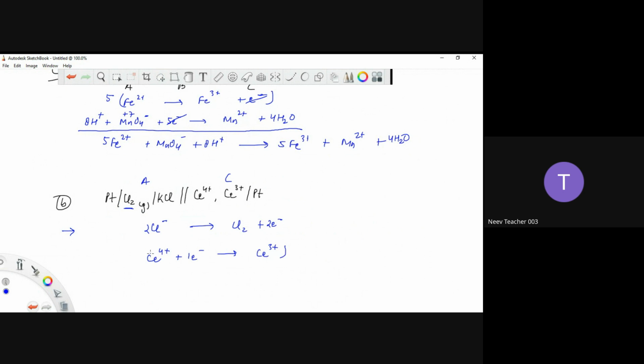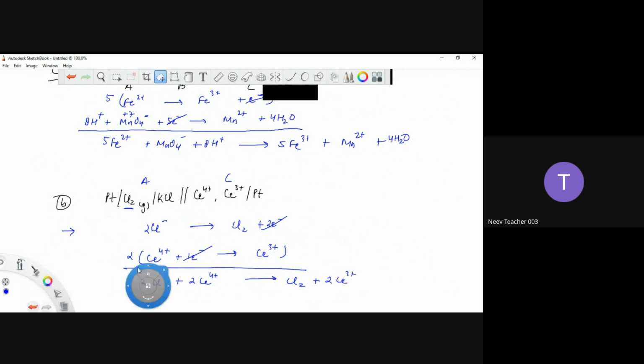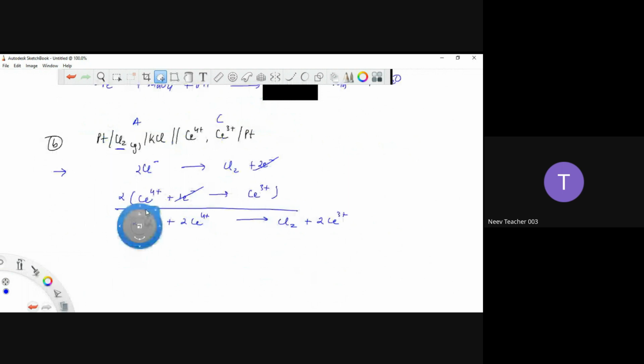Again, you need to multiply this reaction with 2. Why? So that the common electron gets cancelled out. So ultimately, what are you going to get? You're going to get 2Cl- plus 2 cerium 4+, giving you Cl2 plus 2 cerium 3+. That will be the final reaction. This is how you get to it. Am I clear? Yes or no?